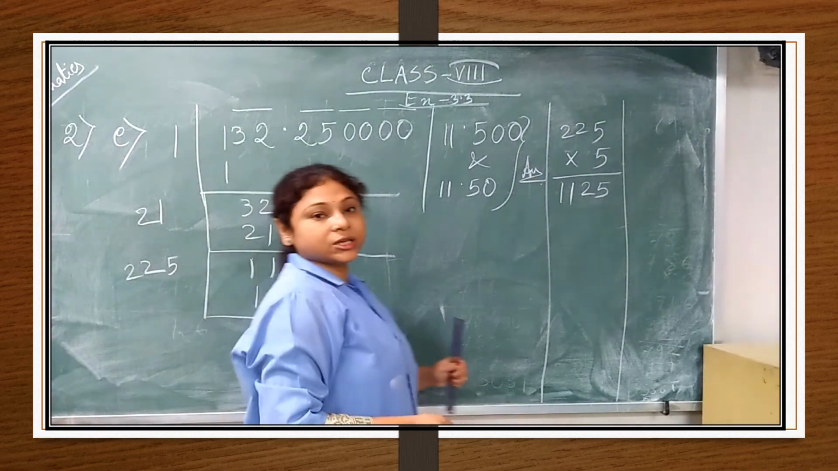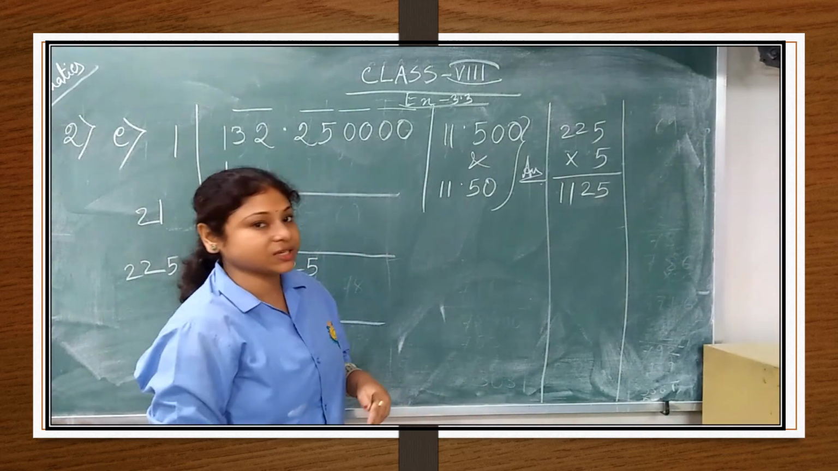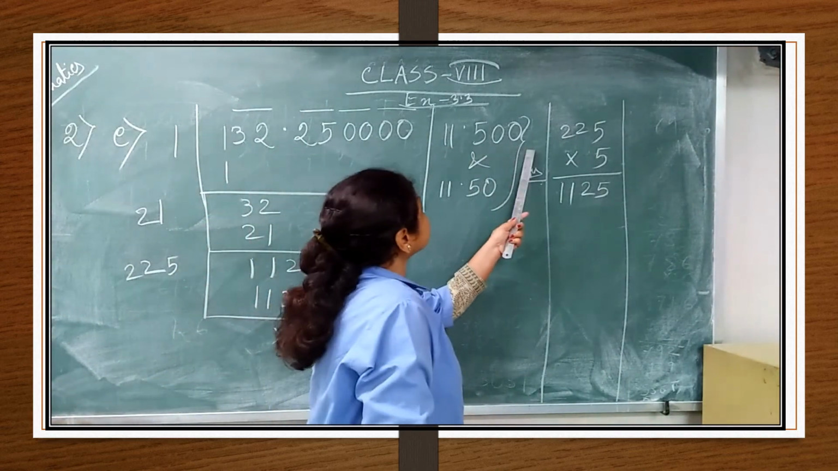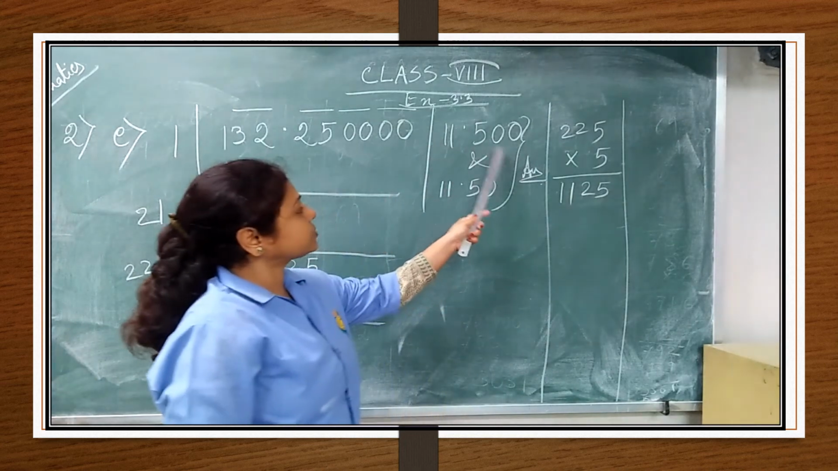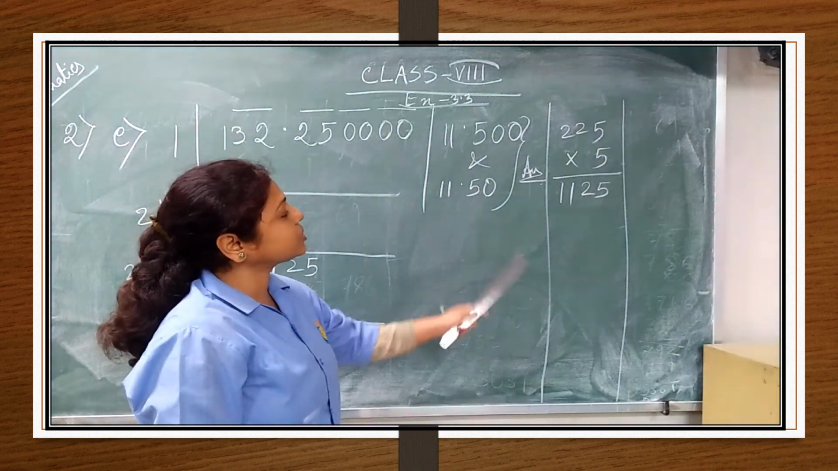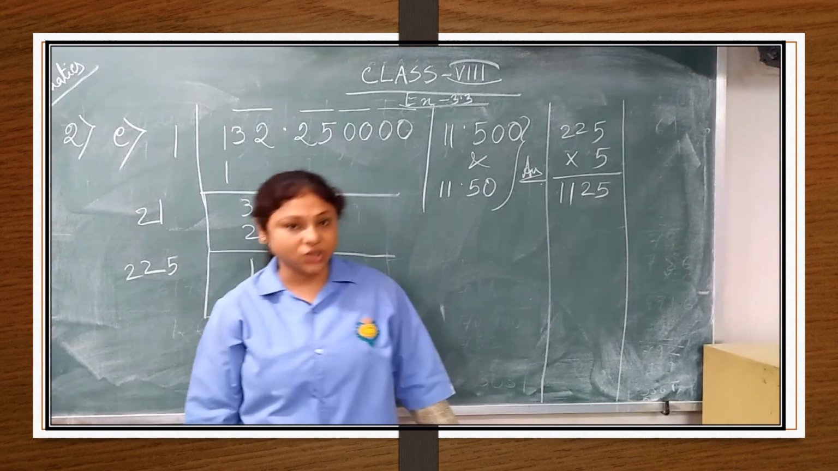But they have asked till 3 decimals. So that's why 00 also I have given. So 11.500 and 11.50, both are the answers, and that's all.